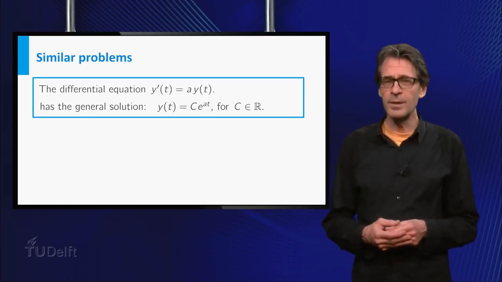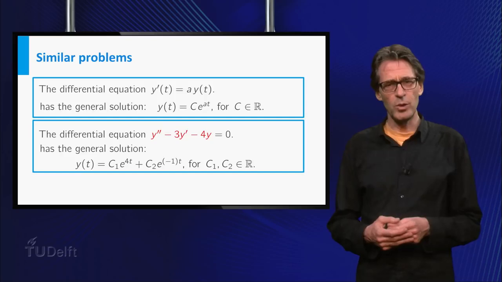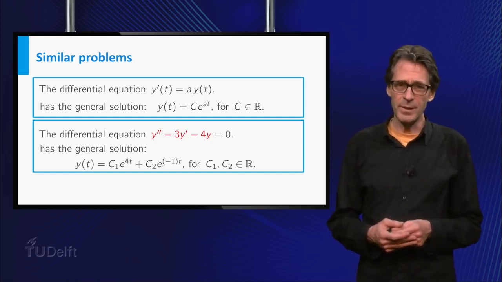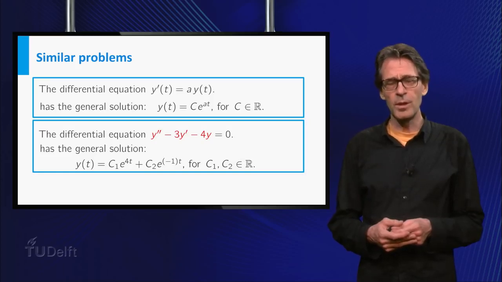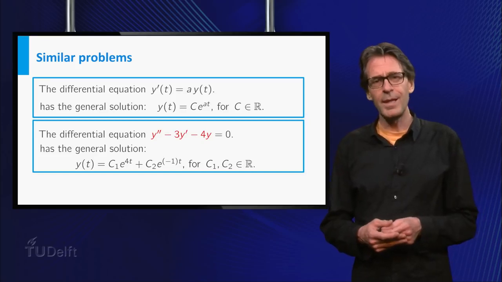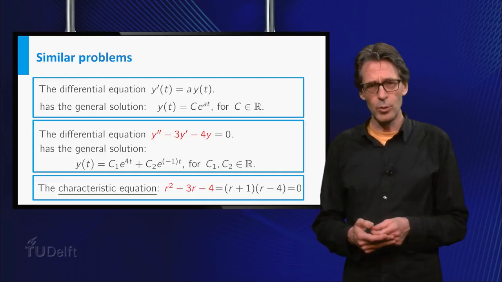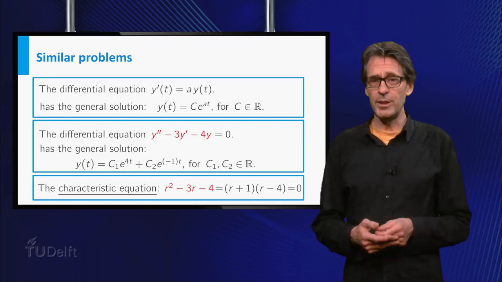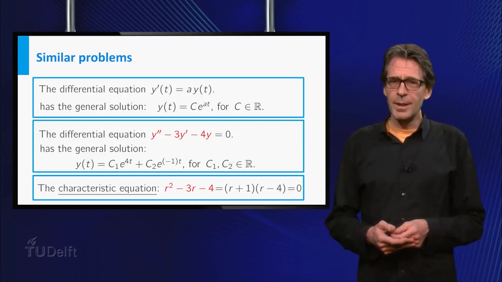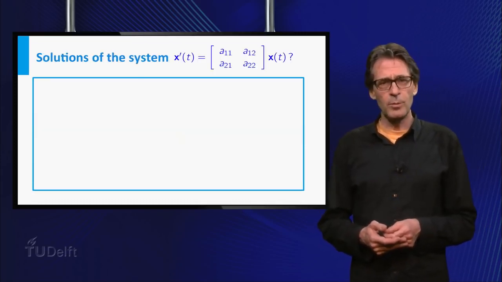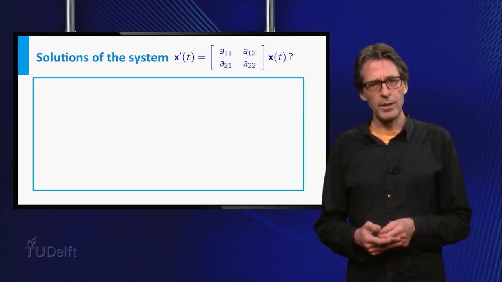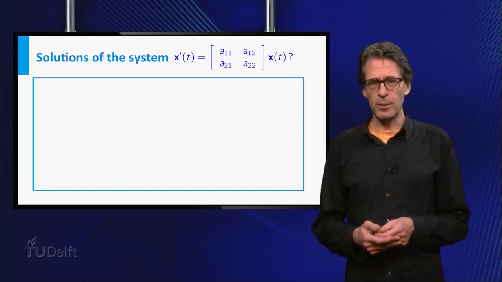And you have also seen that the second order linear differential equation y double prime minus 3y' minus 4y equals 0 has as general solution an arbitrary linear combination of e to the power 4t and e to the power minus t. Recall that the two coefficients minus 1 and 4 are the solutions of the characteristic equation. It seems a good idea for the system to look for solutions involving linear combinations of exponentials as well.